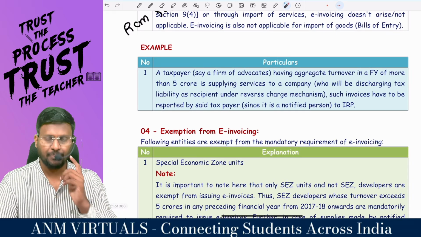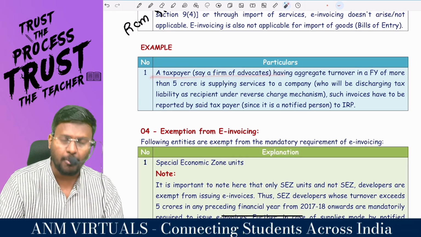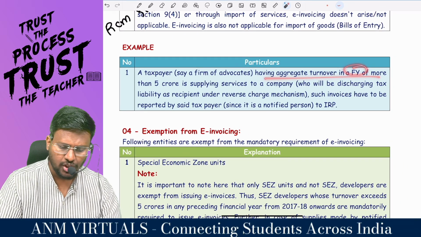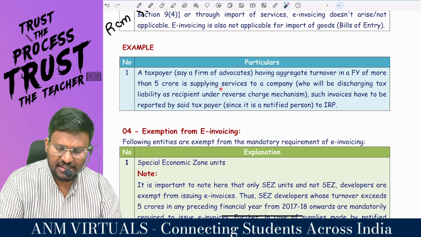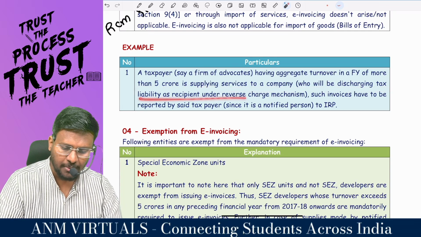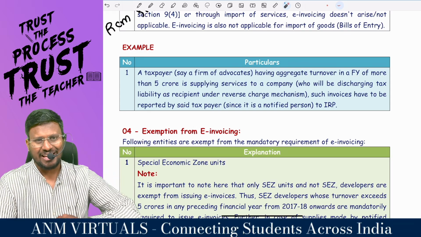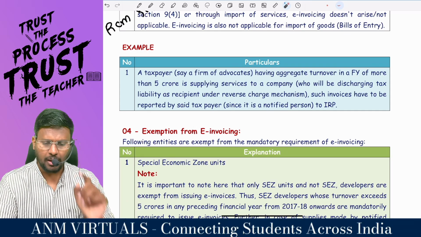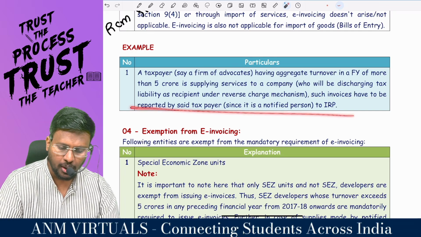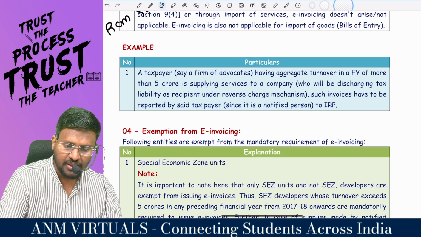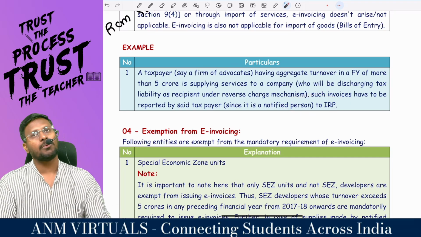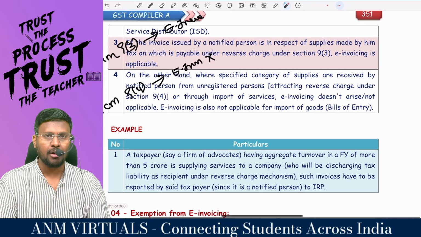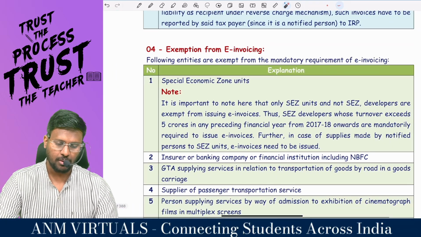For whom is e-invoice applicable? Sir, a taxpayer, say a firm of advocates. We all know that legal services are RCM, right sir? Having aggregate turnover in a financial year of more than how many crore, is supplying service to a company who will be discharging tax liability as a recipient under what charge mechanism? Is this 9(3) or 9(4)? 9(3). For 9(3), e-invoice provisions will be applicable. Such invoice has to be reported by the said taxpayer, a notified person, to what? IRP. Comfortable, sir. So for 9(3) cases, e-invoice provisions will be applicable, whereas for 9(4) cases, e-invoice provisions will not be.